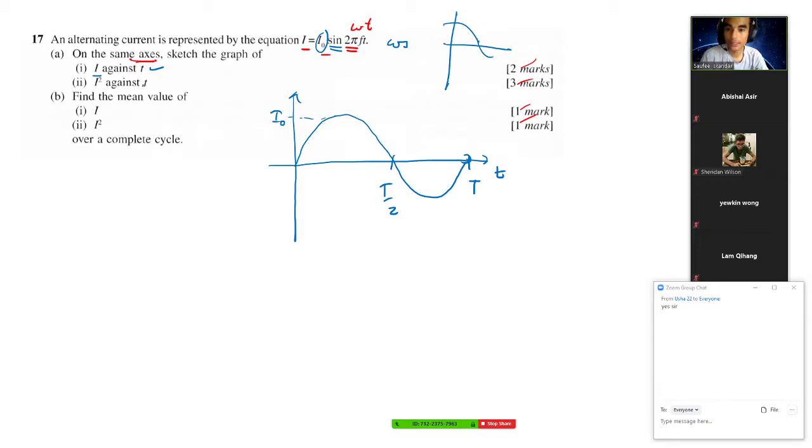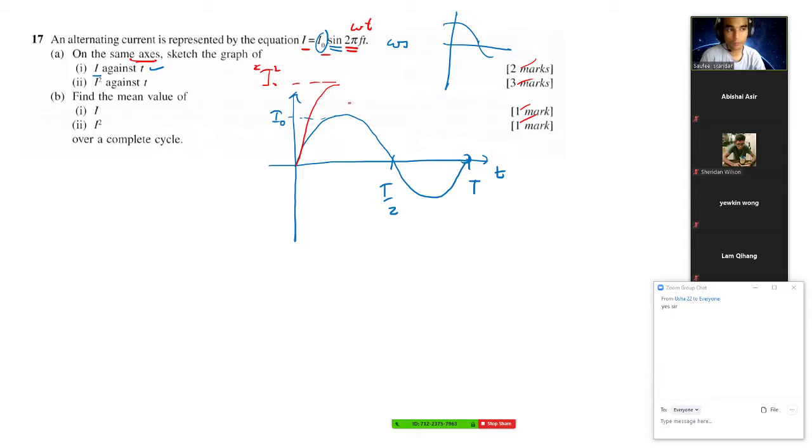I squared against t. I squared means that it will be bigger than I naught, of course. A double or a times power of 2 will be a bigger value. So first of all, for the second one, I naught will be bigger like this, right? Because I put here I naught squared. So I naught squared will be bigger first of all.